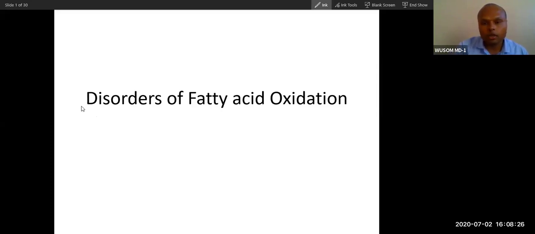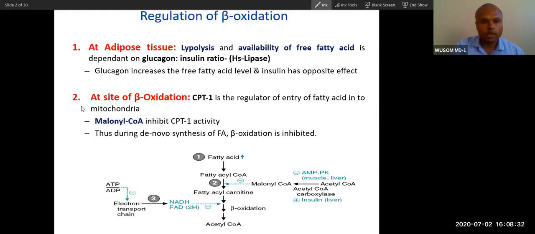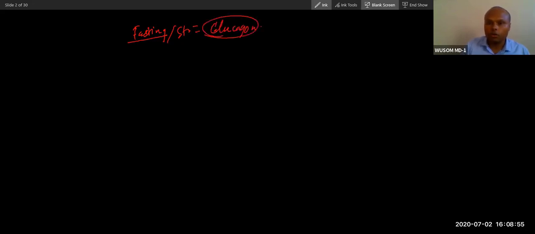Before disorders of fatty acid oxidation, we had to do regulation of beta oxidation. So let's start with the regulation. As you already know, beta oxidation happens in fasting and starvation conditions, under the influence of glucagon. And what does this glucagon do?